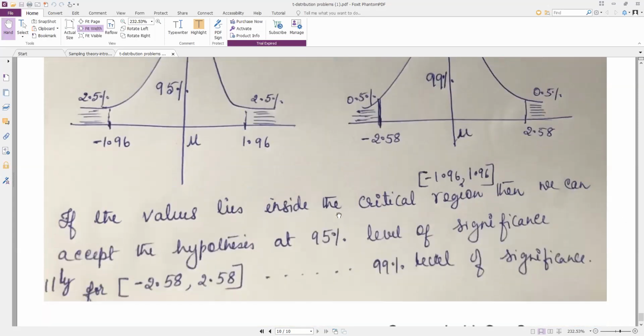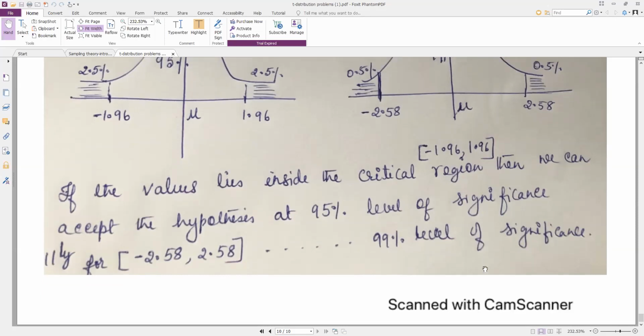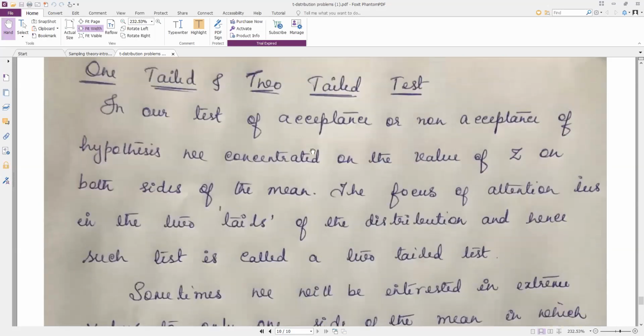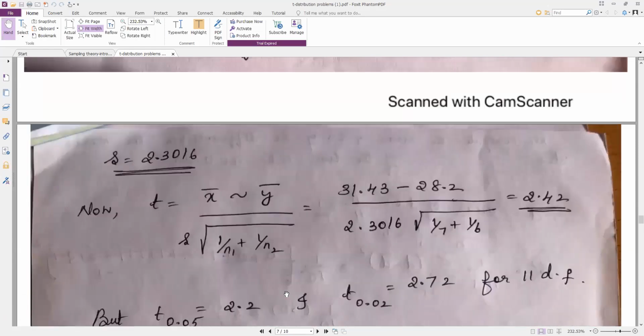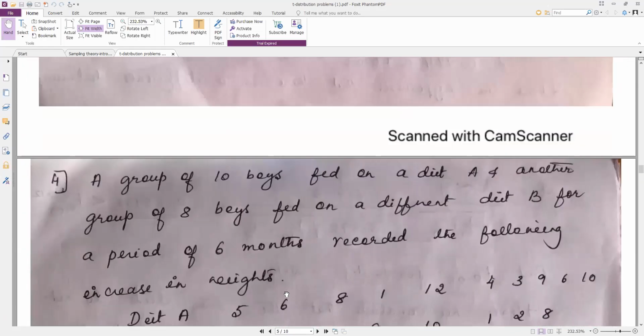So see, if the value lies inside the critical region, then we can accept the hypothesis at 95% level of significance. And if the value lies outside this range, then we reject it. If the value lies inside this, then we can accept the hypothesis at 99% level of significance. So these are the things you should know before going to student T distribution. So write down that thing before student T distribution.